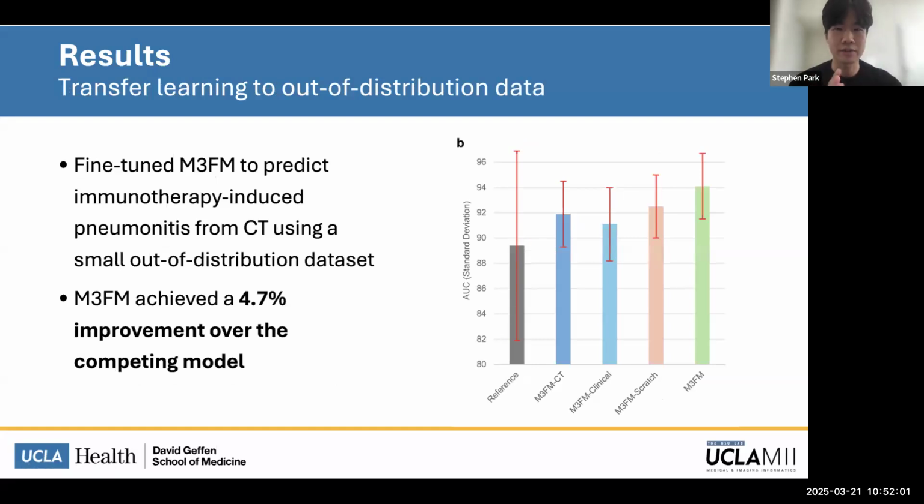Another benefit of foundation models, as mentioned earlier, is that they're able to be used as a baseline for different tasks. So transfer learning to out-of-distribution data is an important aspect of foundation models. So the authors fine-tuned M3FM to predict immunotherapy-induced pneumonitis from CT using a small out-of-distribution data set. So this wasn't included in the training. And you'll see on the figure on the right that M3FM achieved a 4.7% improvement over the competing models that they compared against. And the reference again is the state-of-the-art model that was trained for the specific task.